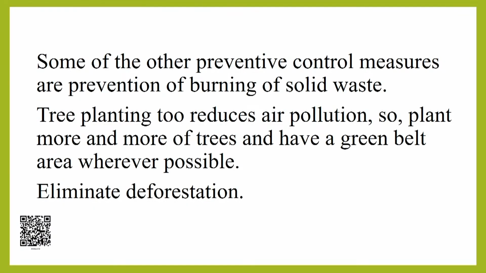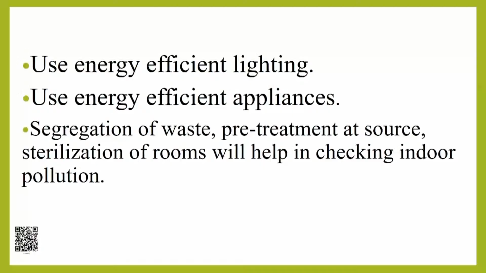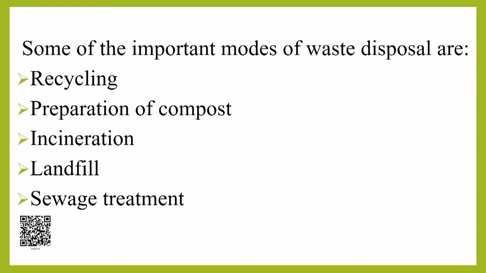Some of the other preventive control measures are prevention of burning of solid waste and tree planting to reduce air pollution, so plant more and more trees and have green belt areas whenever possible. Eliminate deforestation, limit fossil fuel use, and invest in alternative renewable energy strategies like solar energy, wind energy and geothermal energy. Phase out the use of chlorofluorocarbons. Use energy efficient lighting and energy efficient appliances. Segregation of waste, pre-treatment at source and sterilization of rooms will help in checking indoor pollution. Last but not the least, disposal of waste should be done in a scientific way. Some of the important modes of waste disposal are recycling, preparation of compost, incineration, landfill and sewage treatment.